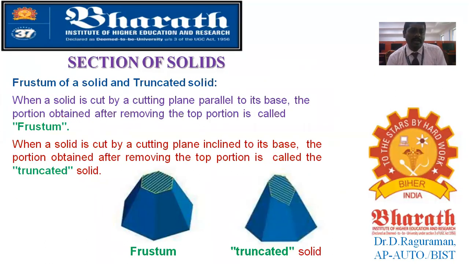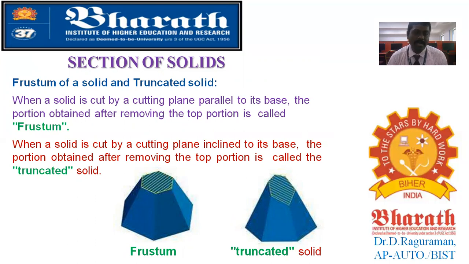If you're talking about the frustum and the truncated solid, frustum means you are going to cut the object parallel to the base. You are cutting by a cutting plane or a section plane parallel to the base. When a solid is cut by a cutting plane parallel to its base, the portion obtained after removing the top portion is what remains, because once you cut, the top portion is discarded and the remaining portion is the existing solid. That solid is what you call a frustum.